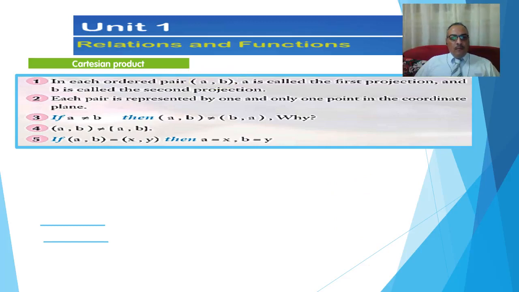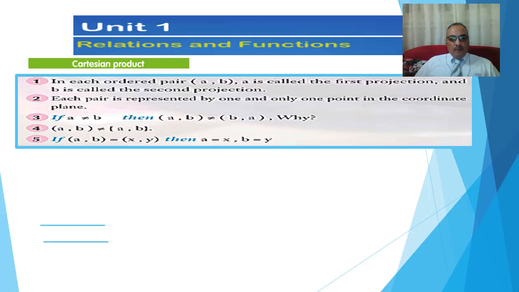Third, if A not equal B, then the ordered pair A, B is not equal to B, A. What is it? The first component A is not equal to the first component B, and the second component B is not equal to A. It means we cannot reverse the ordered pairs.